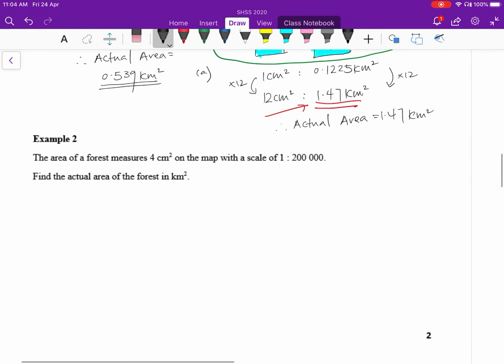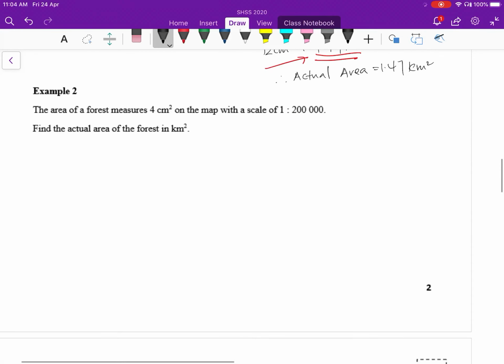Example 2 is more like an exam question that we actually set. Same question. The area of a forest measures 4 cm square on the map with a scale of 1:200,000. Find the actual area of the forest in km square. Again, we do the same thing. 1 cm is to 200,000 cm. Let's come up with the three measurements: cm is to cm, cm is to meters, and lastly, cm is to km.